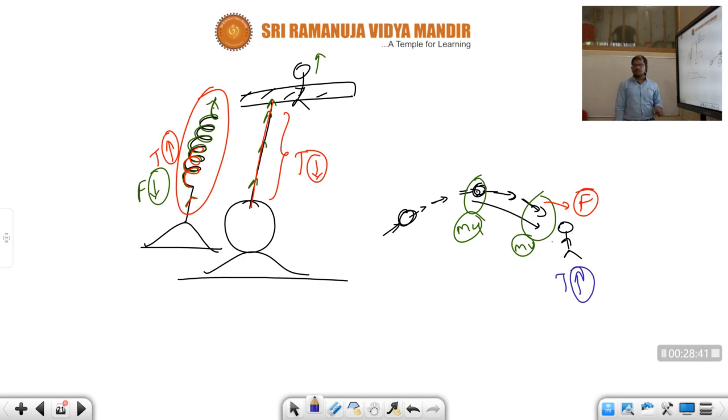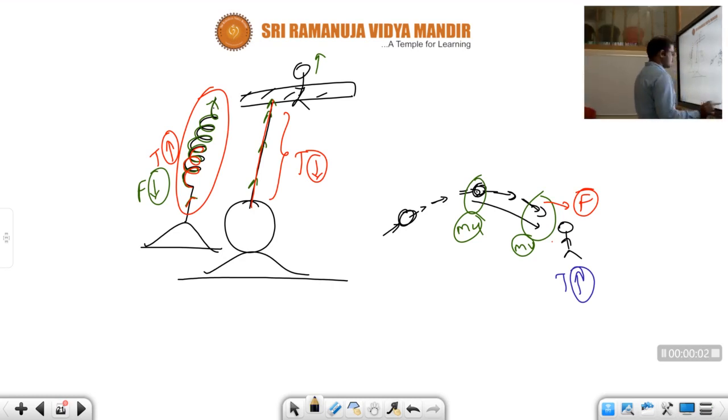Force you can't escape, children. You can't skip the force. You need to experience it, but with less quantity, less intensity. How can we make sure the force is less? By increasing the time. Okay, children? Very, very important.